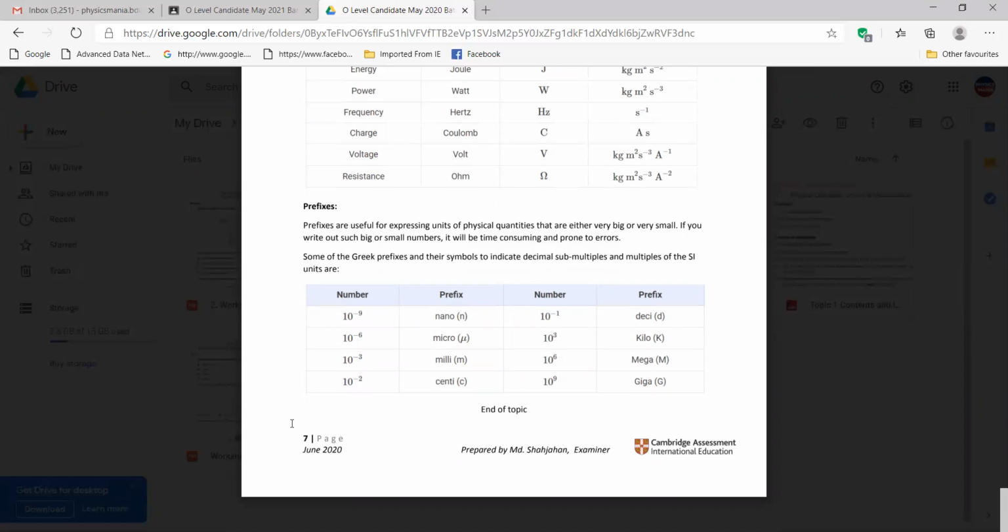Prefixes are useful for expressing units of physical quantities that are either very big or very small. If you write out such big or small numbers, it will be time consuming and prone to errors.